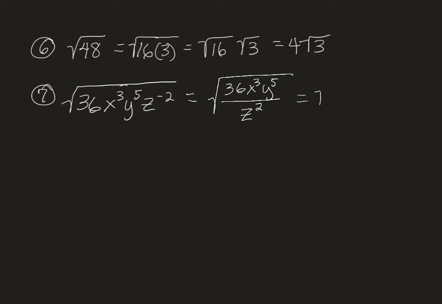So now let's take a look at what we have here. We have 36 is equal to 6 squared. X cubed is equal to x squared times x. And, okay, think about this one for a minute. Y squared is y to the 4th, okay, because 2 times 2 is 4. And y to the 4th times y will give us this y to the 5th. Okay.